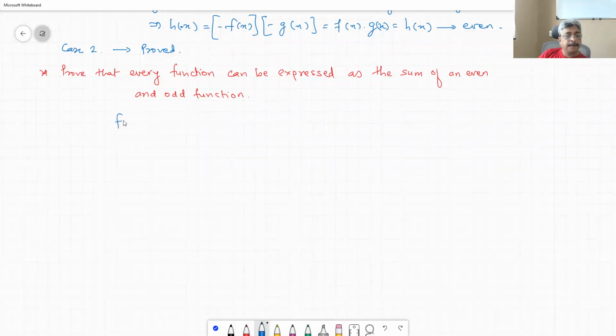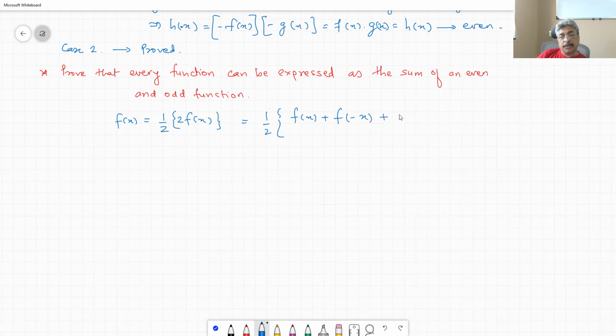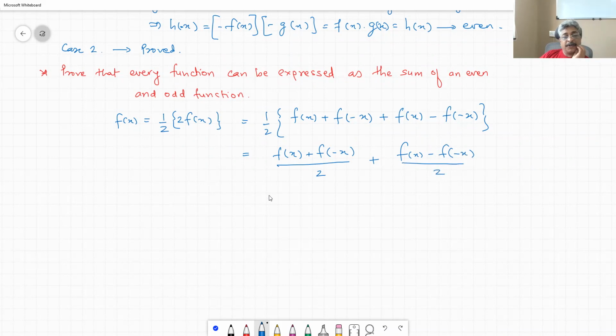f of x is equal to 1/2 times 2 f of x, which is equal to 1/2 of f of x plus f of minus x plus f of x minus f of minus x, which means f of x plus f of minus x upon 2 plus f of x minus f of minus x upon 2, which is equal to say g of x plus h of x.